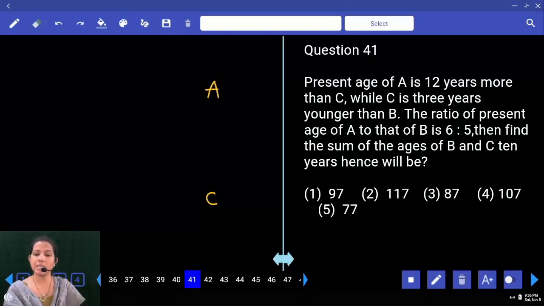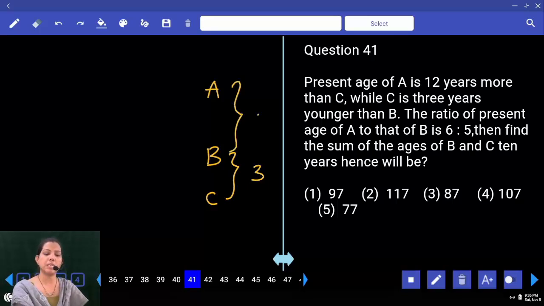Next, while C is 3 years younger than B. Compared to B, C 3 years younger means compared to C, B is 3 years elder. So what is the difference between B and C? B and C difference is equal to 3 years. And A and C difference is equal to 12. Then A and B difference is equal to 9 years. AB 9, BC 3, and we have one ratio.